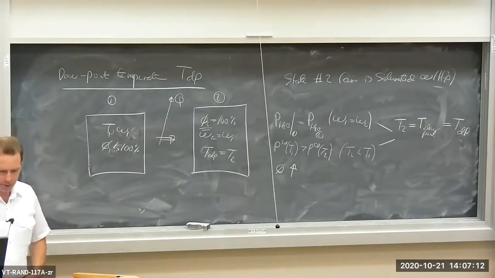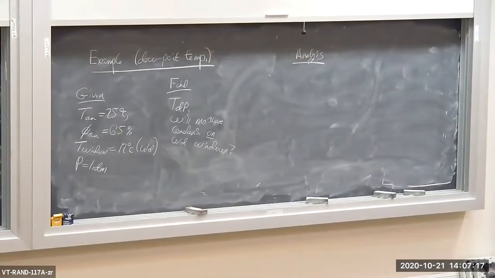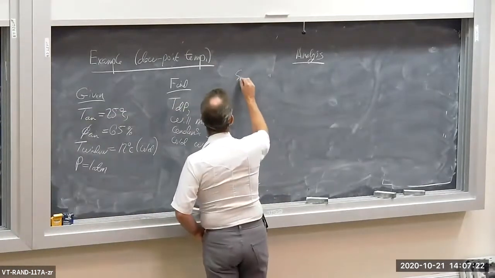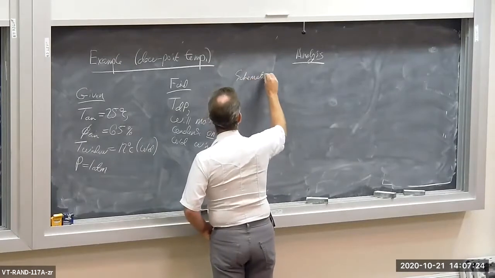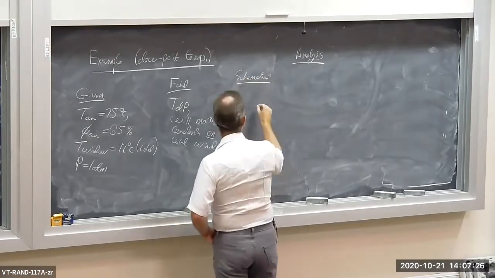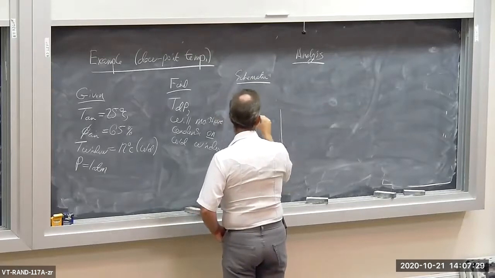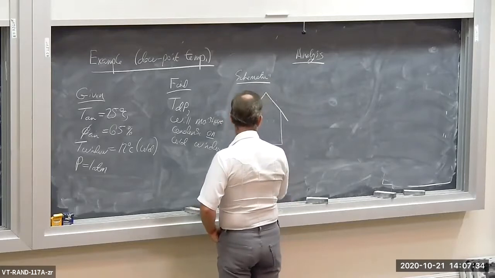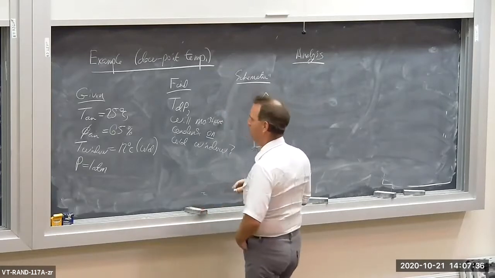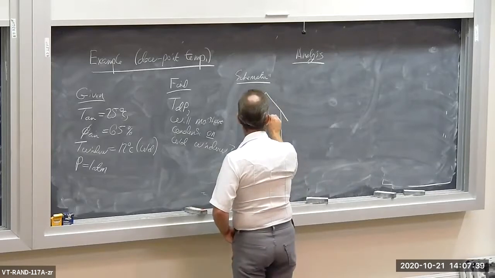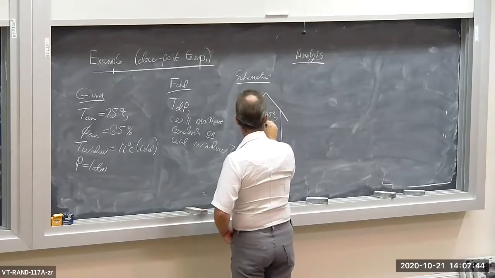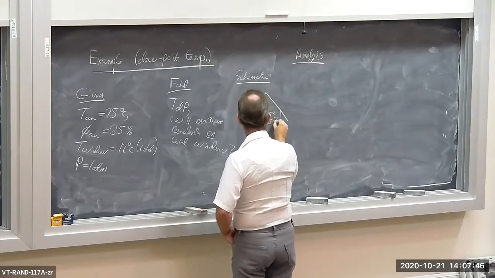Let's do an example here. Let's do a little schematic. We have a house or a room in a house. So here's our house right here. Here's the roof. And this house has air with the following properties: T equals 25 degrees C, and a relative humidity of 65%.